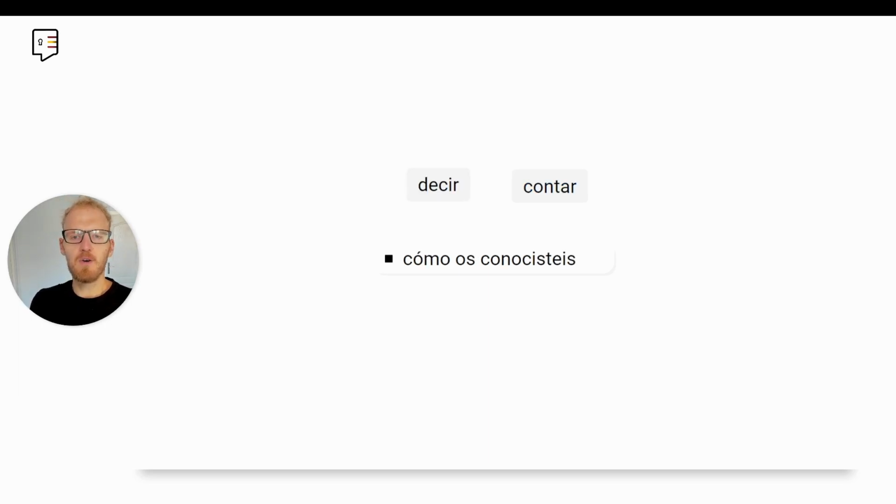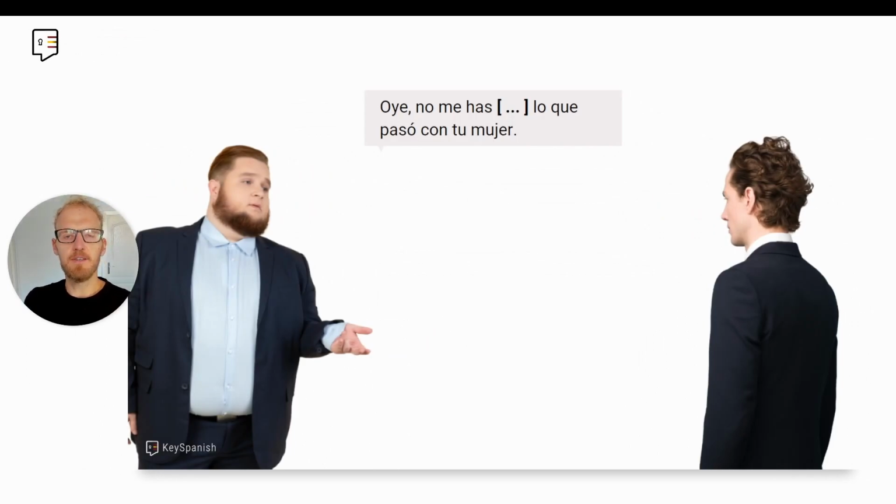And the last one, ¿cómo os conocisteis? Decir cómo os conocisteis, or contar cómo os conocisteis. It would be contar, again, because you are narrating details about an event. How did you meet? And now let's see if you can complete these sentences with either hablar plus a preposition or not, contar or decir.